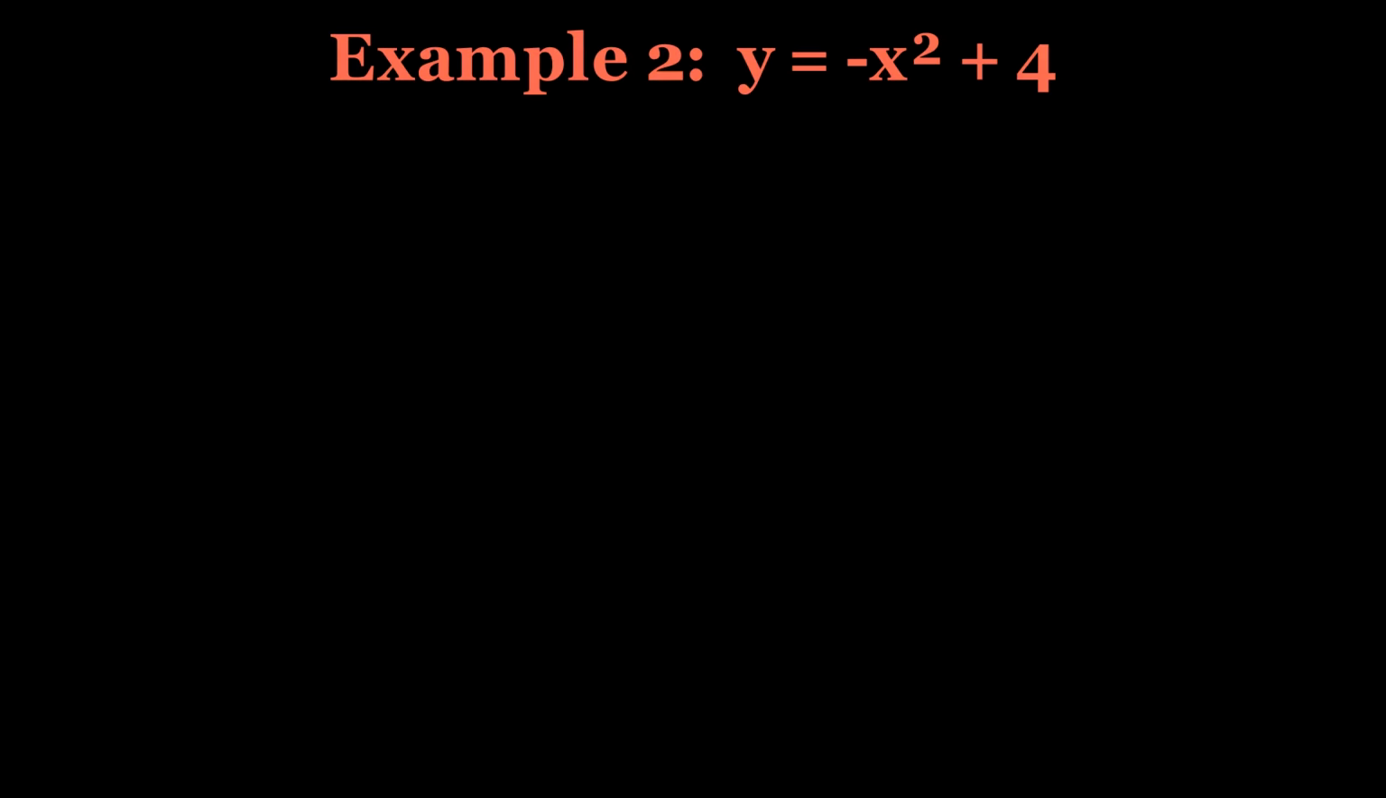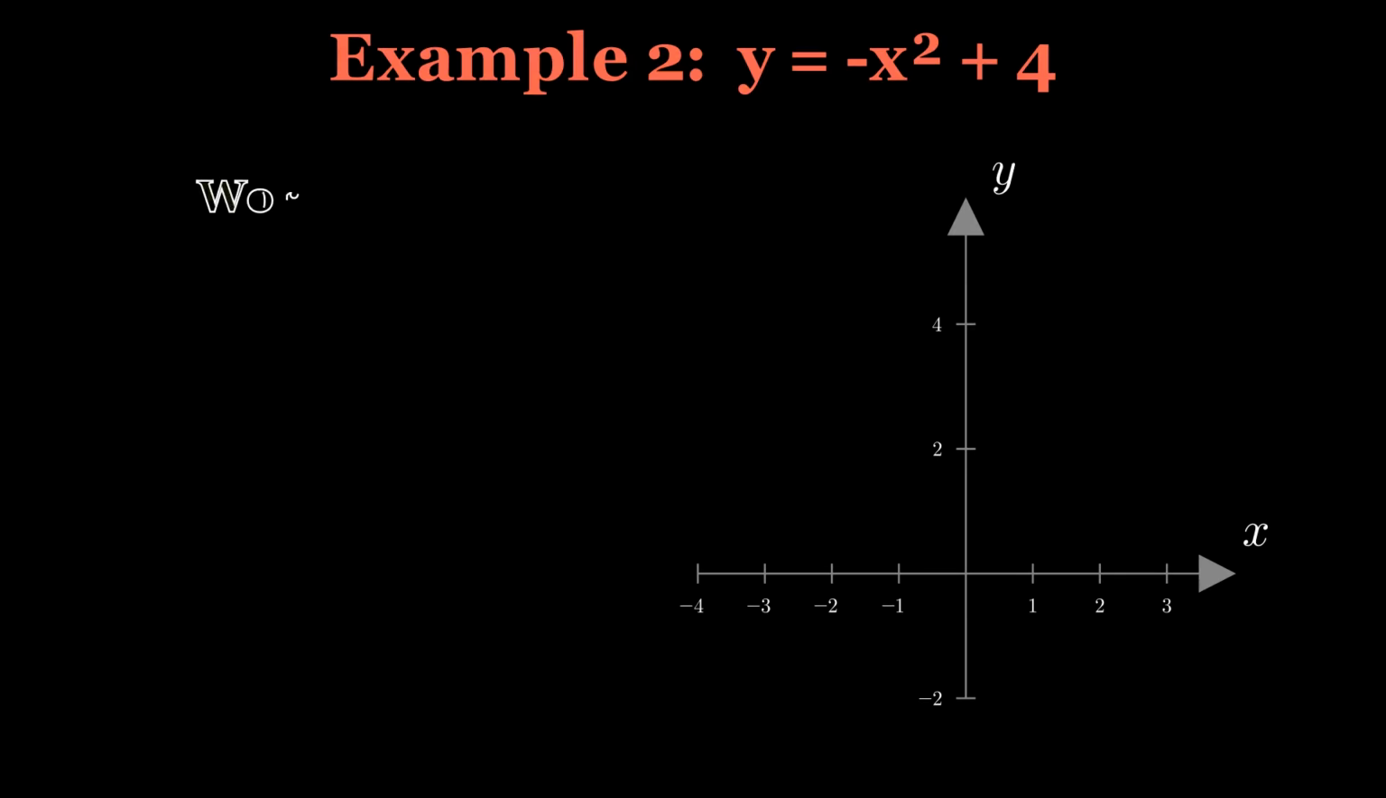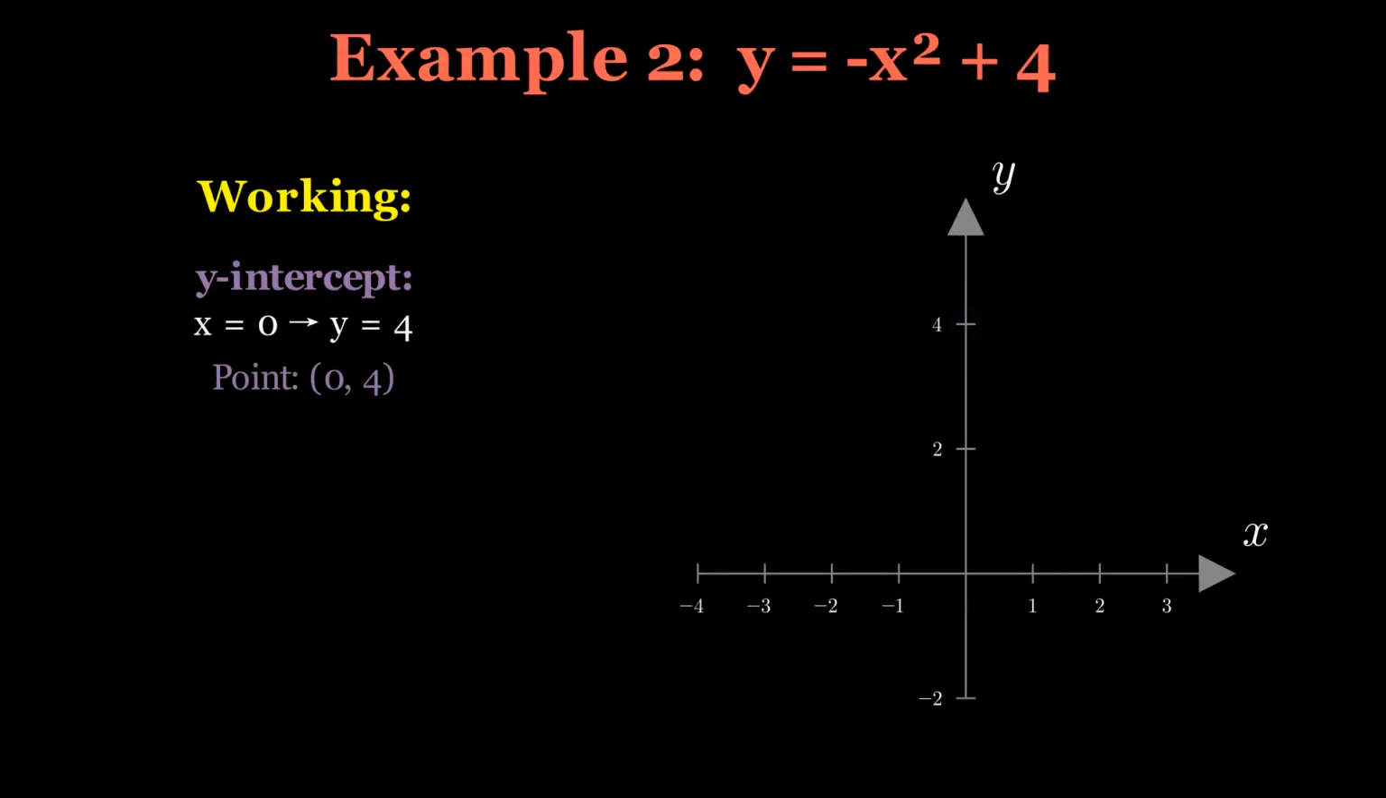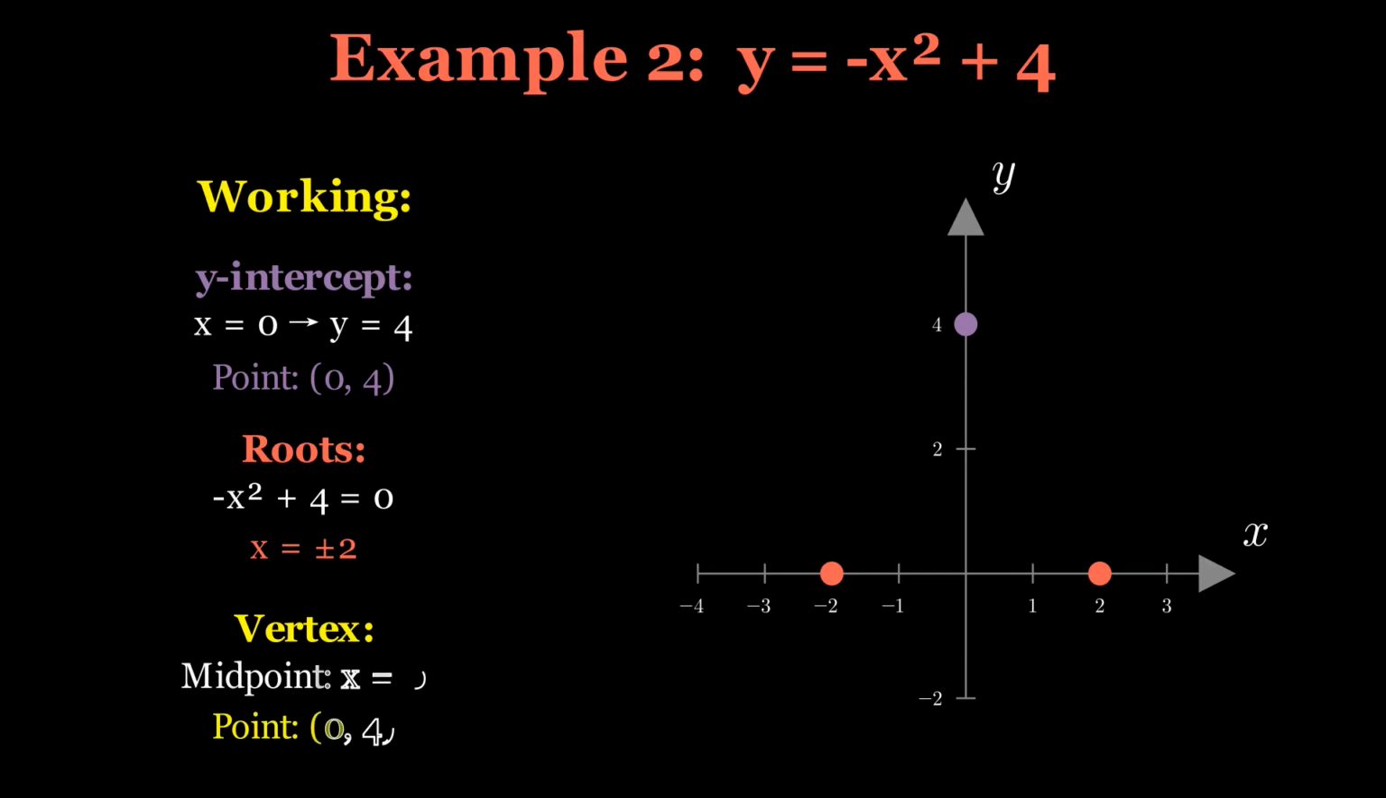Example 2. Y equals negative x squared plus 4. Y-intercept. X equals 0 gives y equals 4. Point 0, 4. Roots, negative x squared plus 4 equals 0. X equals plus or minus 2. Vertex. Midpoint of negative 2 and positive 2 is 0. Y equals 4. Point 0, 4.